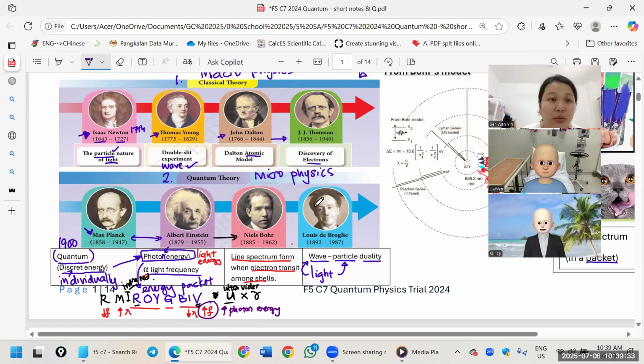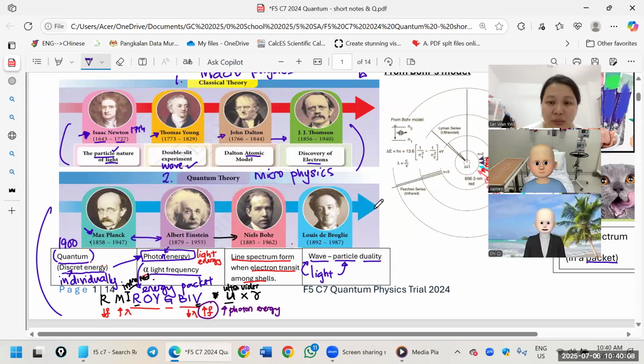Okay, now what you need to do. Number one, Isaac Newton said the light is a particle, the particle nature of light. Thomas Young used the double slit experiment to prove light is a wave. John Dalton made the atomic model, and J.J. Thomson said inside the atom got electrons. Normally they don't ask these.